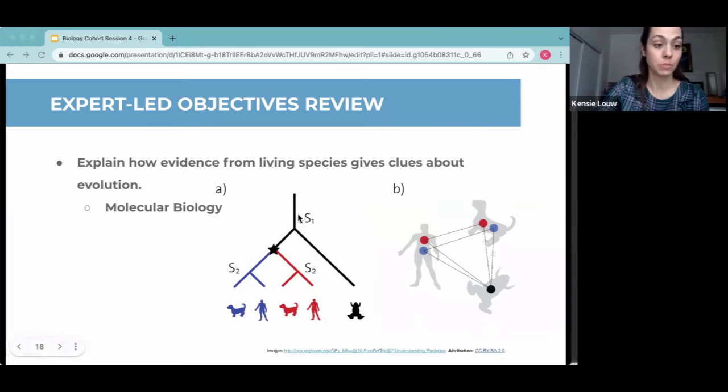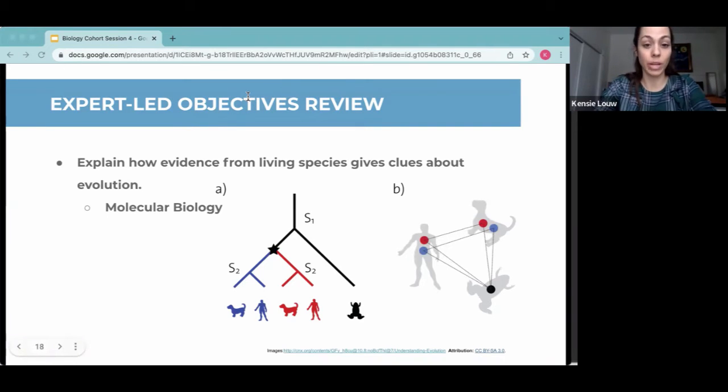So next is molecular biology. How can we look at clues from molecular biology to see evidence of evolution? I mentioned DNA before. The fact that all living things contain DNA indicates that all living things have a shared ancestry. So all life came from the same initial ancestor.